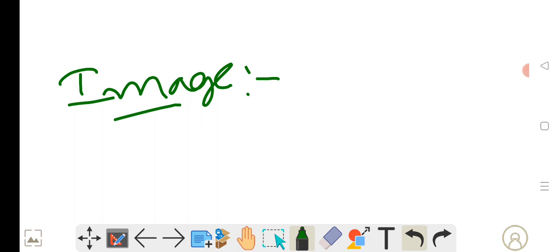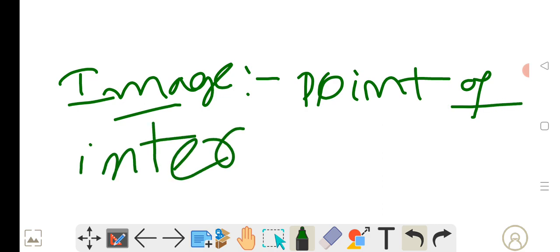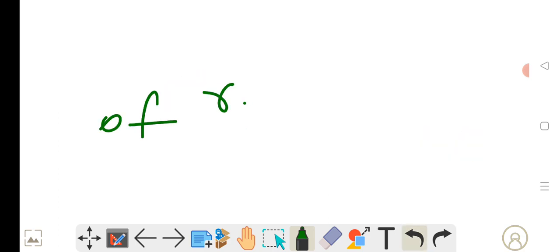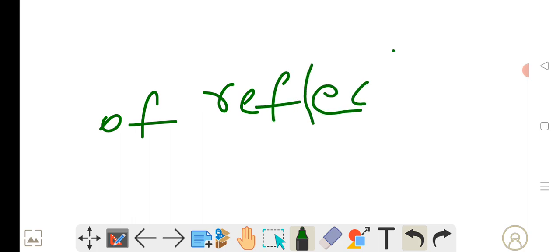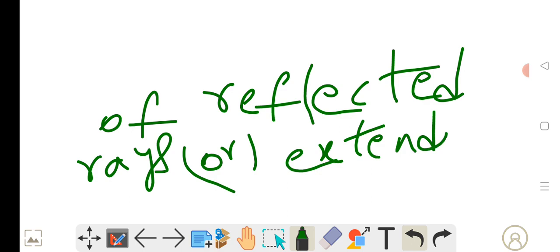Now as we are seeing reflection, I am telling for reflection. So the point of intersection of reflected rays or extended reflected rays. Very important. Remember this. This terminology is very important while writing the exam.